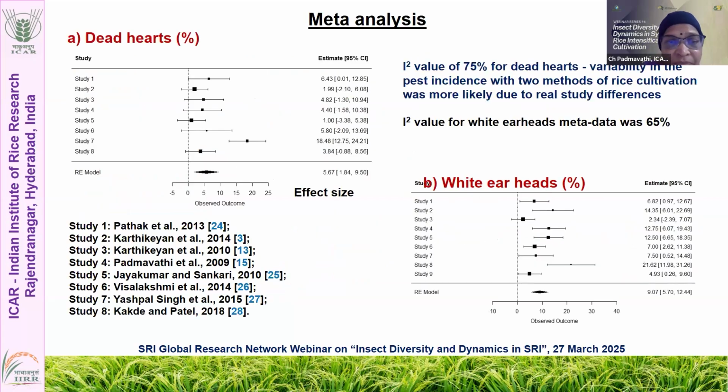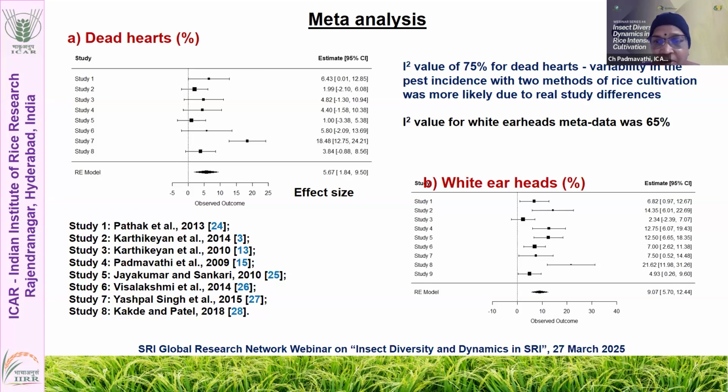Based on this, these are various independent studies, and for each one we have different studies. Here you can see the standard difference in the mean is 5.67, and the I-square value has come to 75%. That shows that the variability in pest incidence with the two methods of cultivation is more likely due to real study differences, and it is not due to error. So heterogeneity is there.